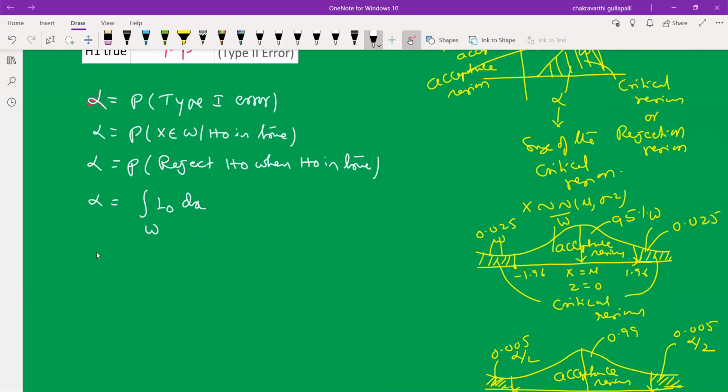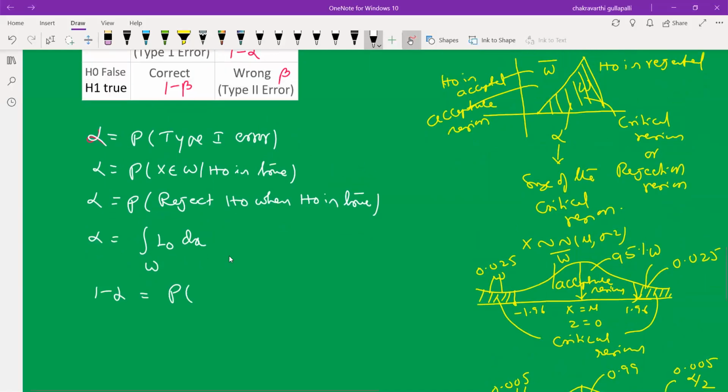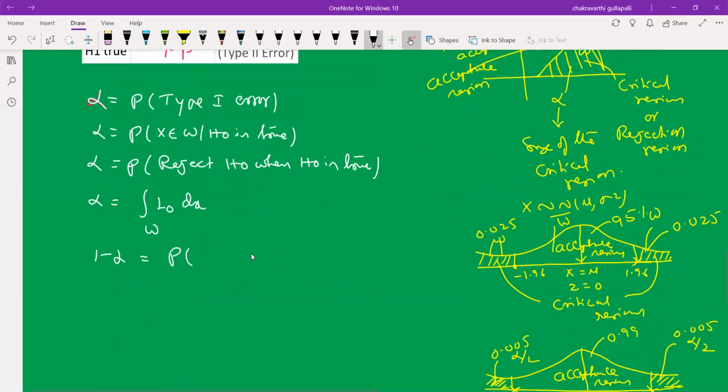Now next one, 1 minus alpha. 1 minus alpha means the probability of accepting H naught when H naught is true. When H naught is accepted, the sample statistic falls in W bar, under H naught being true.